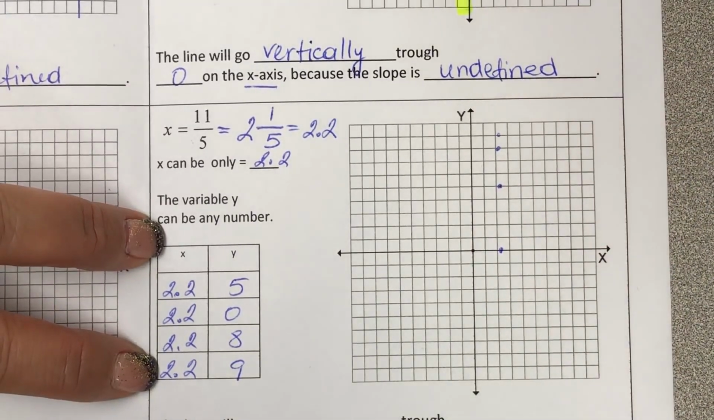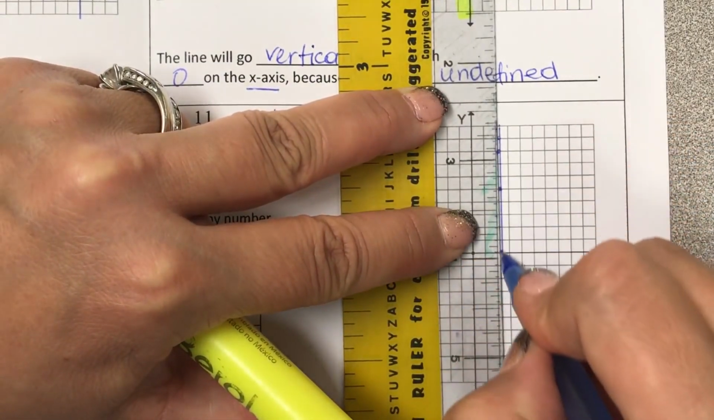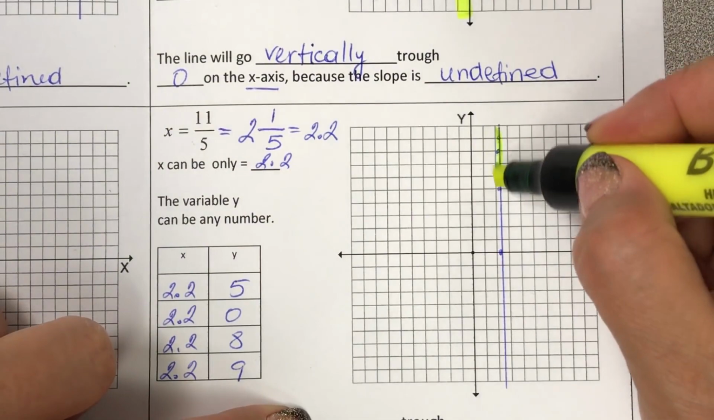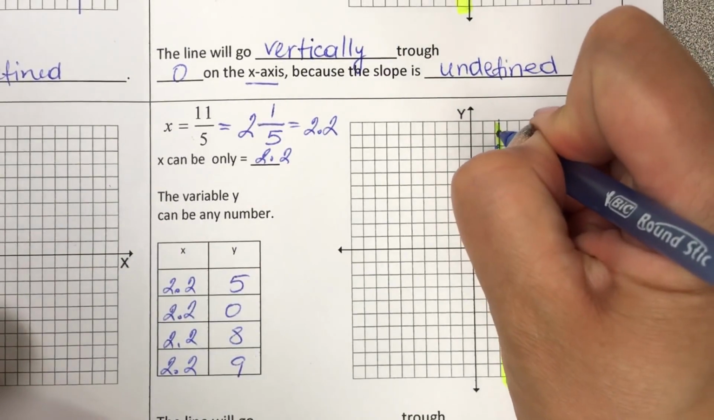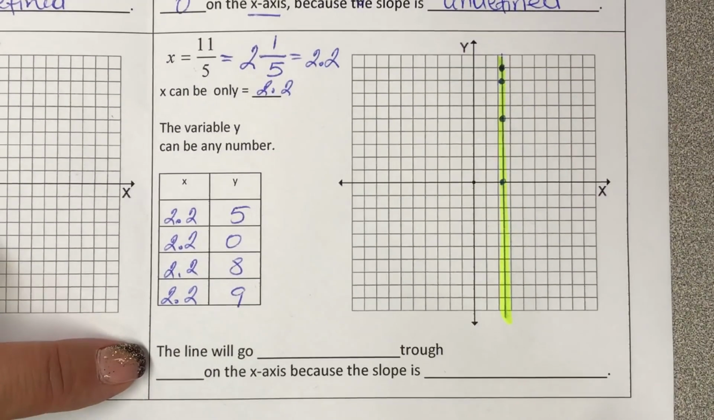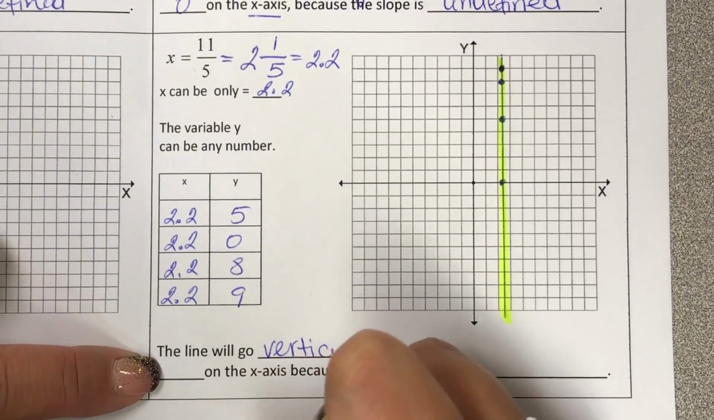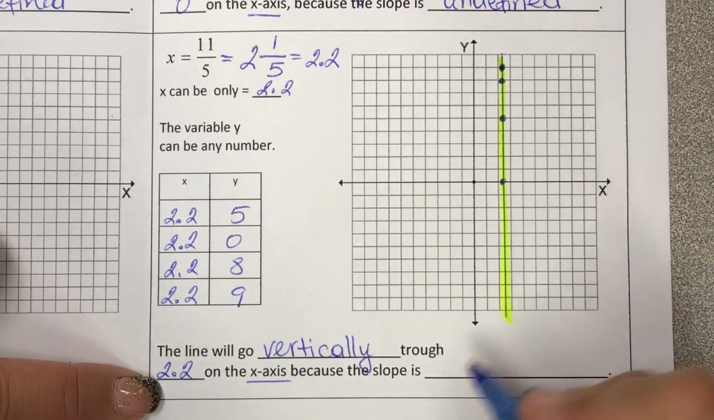And here is my vertical line, which is slightly to the right of the number 2. All the points lined up vertically, so we can see that the slope is undefined. And that's what we state in our final conclusion. The line will go vertically through 2.2, or you can say 2 1/5 or 11/5. I'll say 2.2 on the x-axis because the slope is undefined.